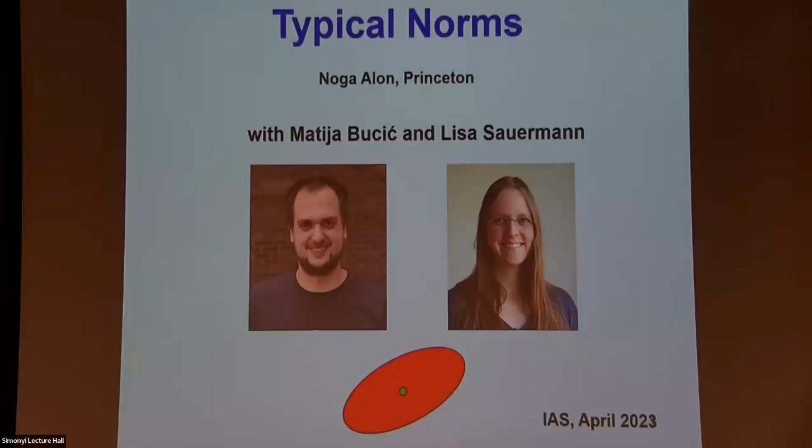And as you see, I'll speak about typical norms. This is a subject in combinatorial geometry, and it's from recent joint work with Mattia Bucic, who is here at the university, but today he's still on his way here. You can see a two-dimensional version of him here, and it's also with Lisa Sauerman from MIT.